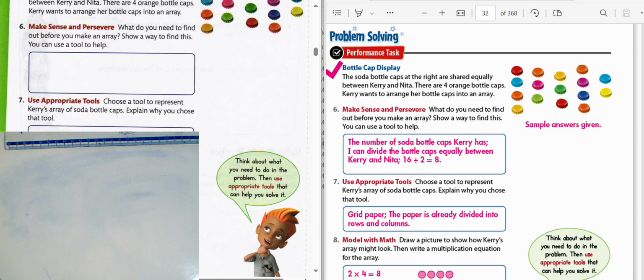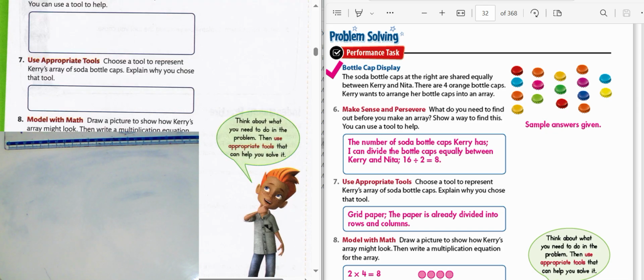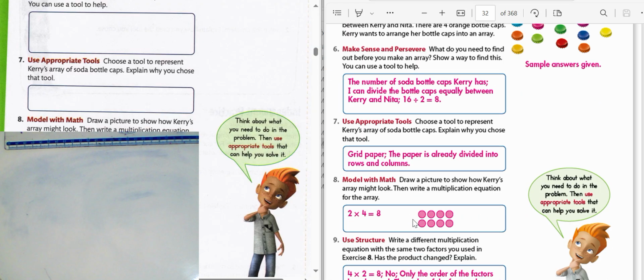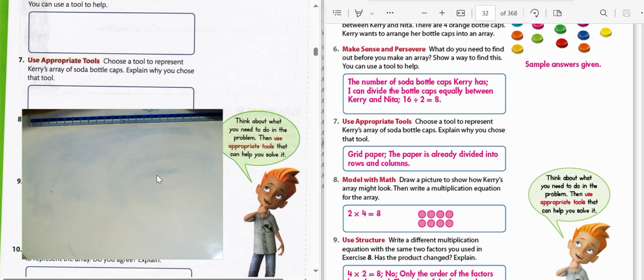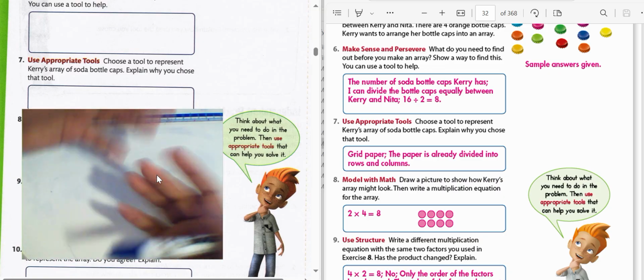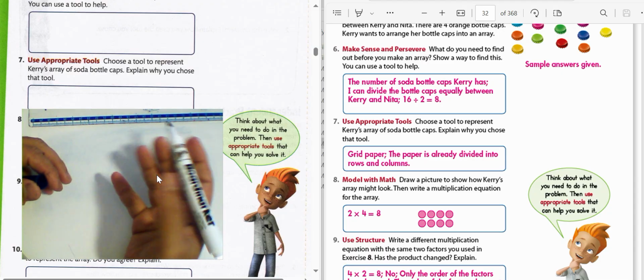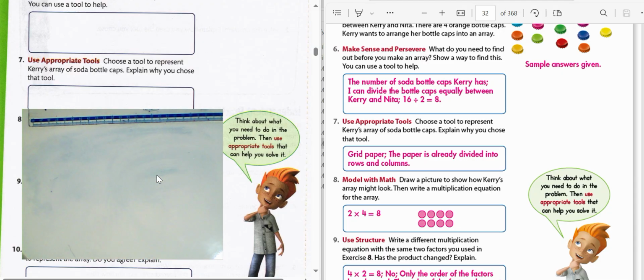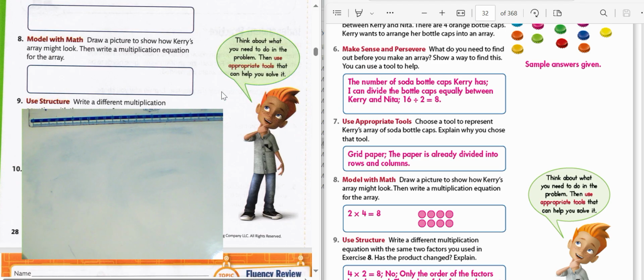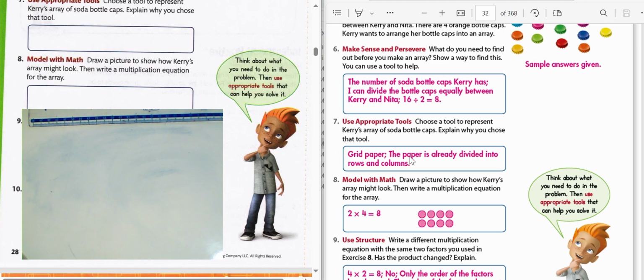Next question, number 7. Use the tools you choose to represent Kerry's array of soda bottles and explain why you chose the tool. We can write here grid paper. Paper is already divided into rows and columns. It's very easy as a method. Okay, you must draw the grid, and the paper is already divided into rows and columns. About 16 divided by 2, which I solved in 2 minutes using grid paper. Okay, next question, number 8.